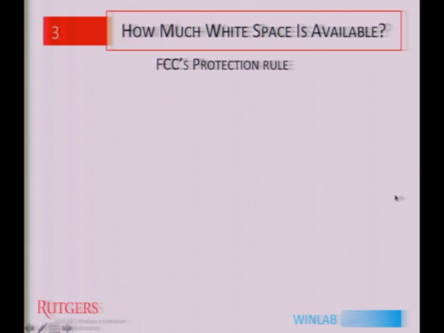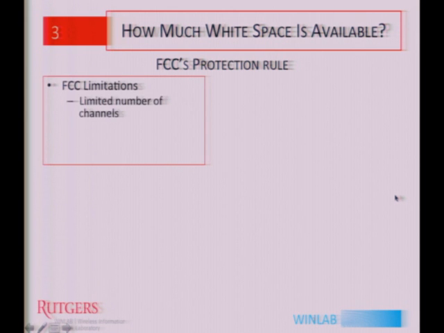Other than this, they also have a protection rule, in terms of the space that can be used around these channels. So the limitations of the FCC are, again, the limited number of channels, which we gave in the previous table, and then there's the protection radius around each primary tower, within which no secondary white space transmission can be in that region. And above that, there is an additional separation ring around that protection radius, where no secondary transmitter or tower can exist.